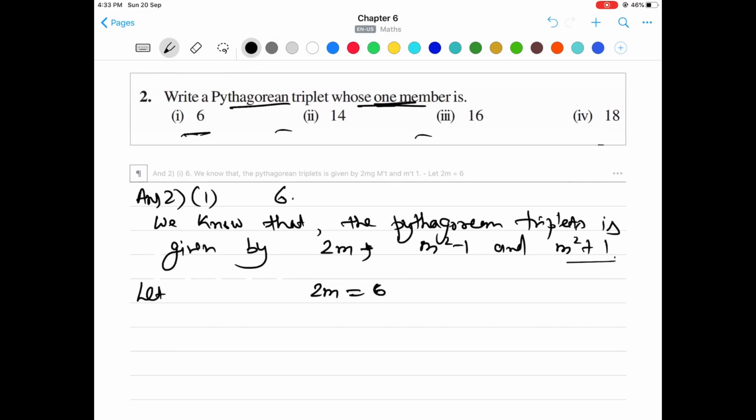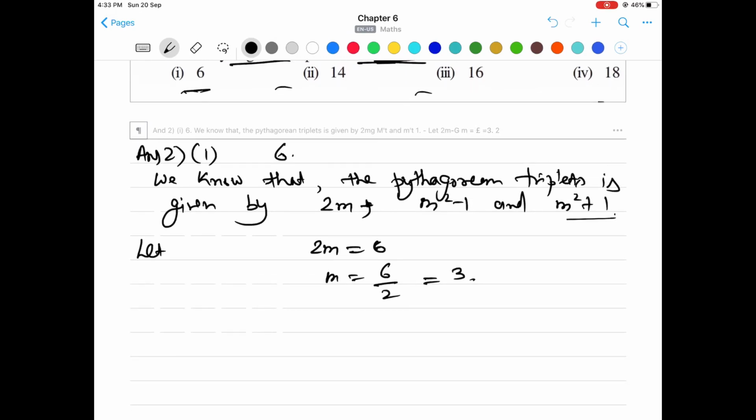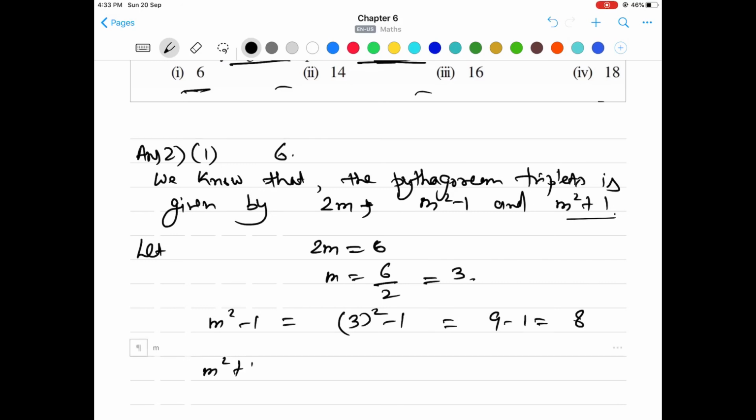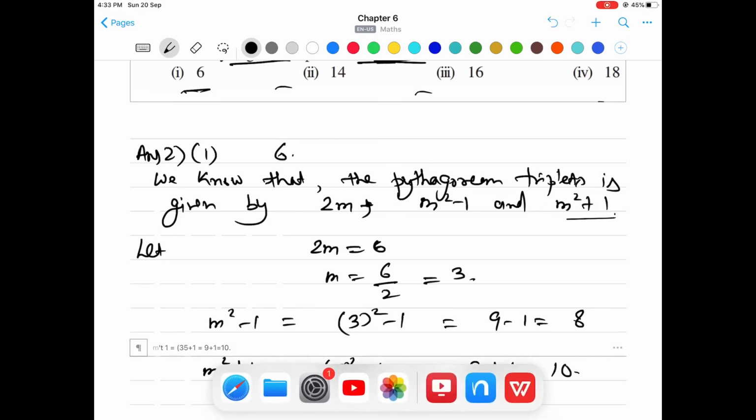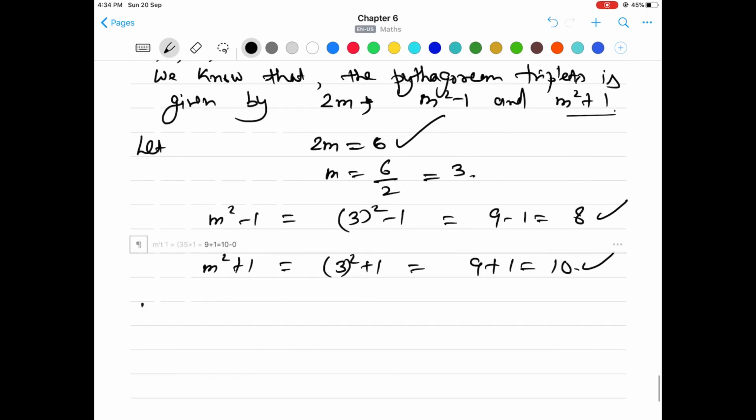From here the value of m will be 6 by 2, which is 3. So m turns out to be 3. Let's find the other two numbers. m square minus 1 is 3 square minus 1; 3 square is 9, minus 1 gives us 8. The next one is m square plus 1, that is 3 square plus 1; 3 square is 9, plus 1 gives us 10. So the Pythagorean triplet is these three numbers, 6, 8 and 10.